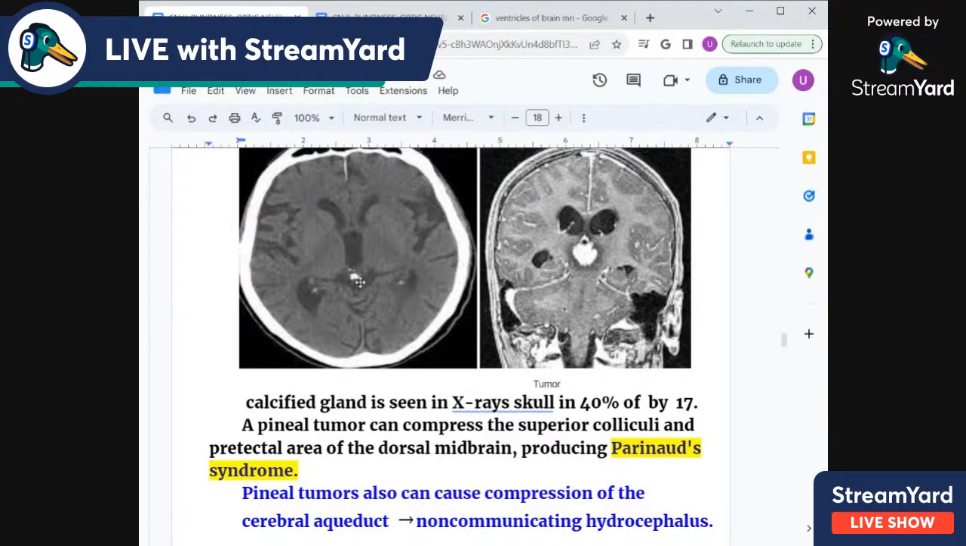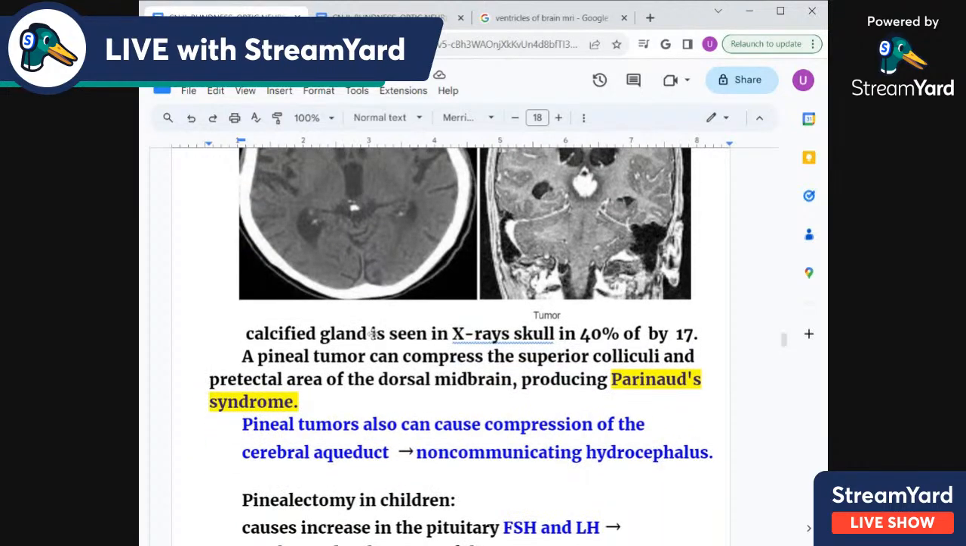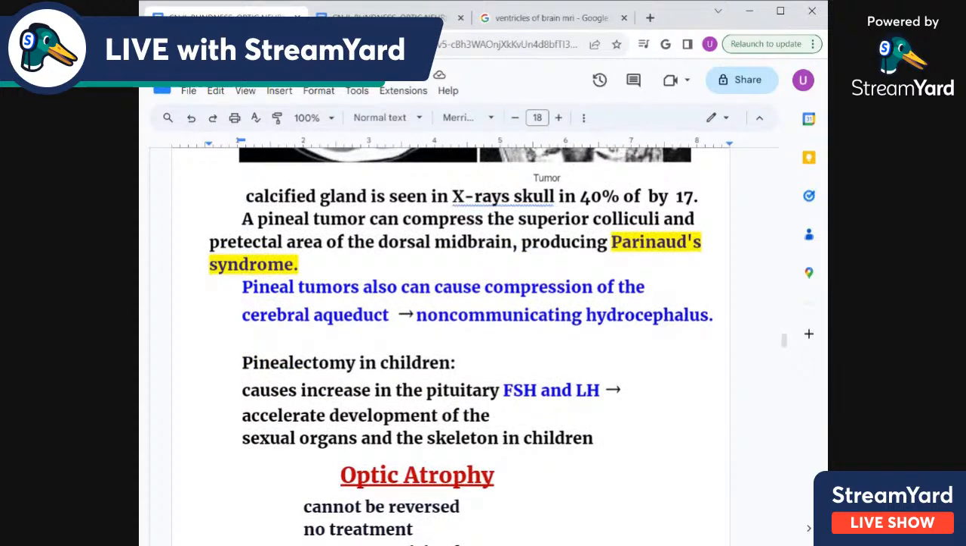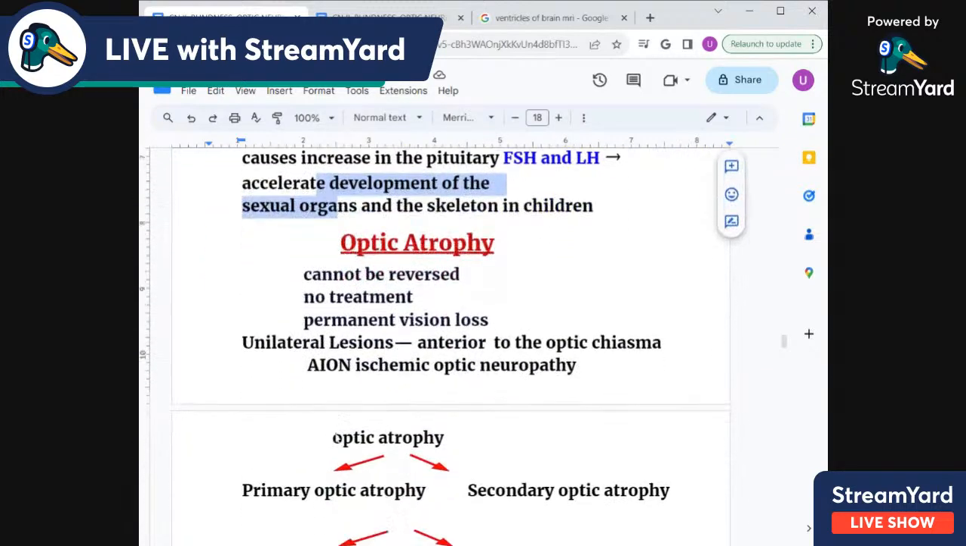So this pineal in the early ages produces melatonin from serotonin, and if there is pinealectomy or its tumor, it may also block the cerebral aqueduct, causing hydrocephalus, non-communicating, of course. Then, pinealectomy in children may cause increased production of FSH and LH that leads to accelerated development of sexual organs and skeleton.